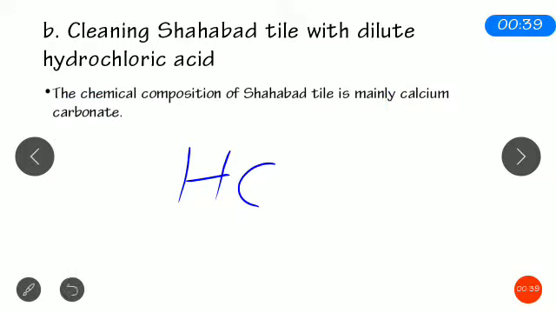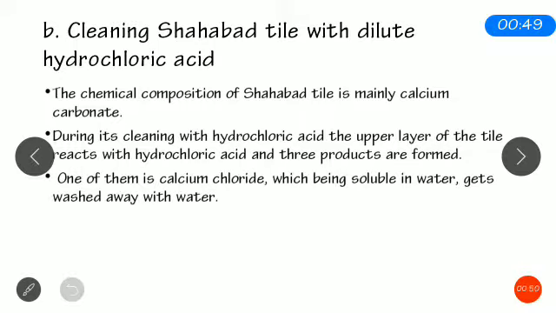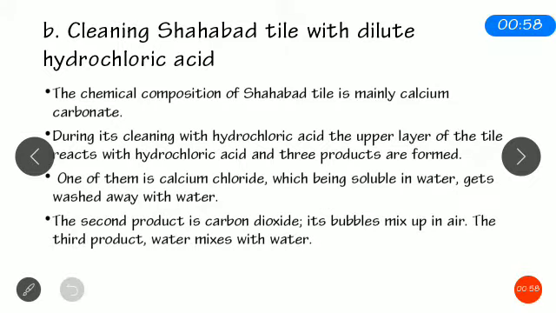If you add them, then what will happen? There will be a chemical reaction. During its cleaning with hydrochloric acid, the upper layer of the tile reacts with hydrochloric acid and three products are formed. One of them is calcium chloride, that is CaCl2, which is soluble in water and gets washed away with water. The second product is carbon dioxide, obviously, and its bubbles rise up in the air. And the third product is water, which mixes with water.